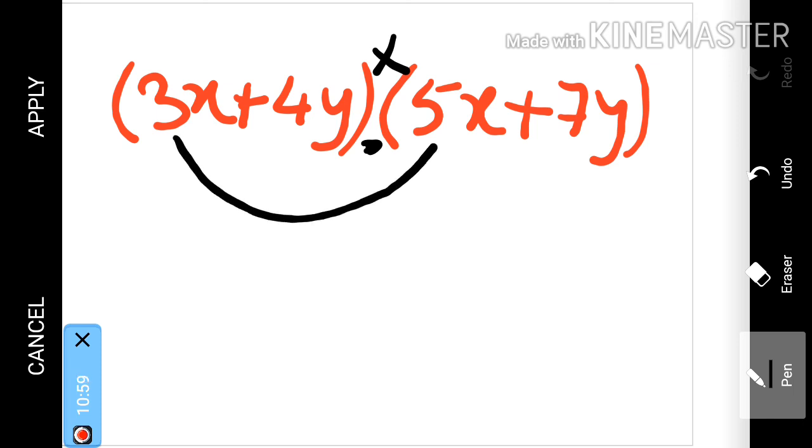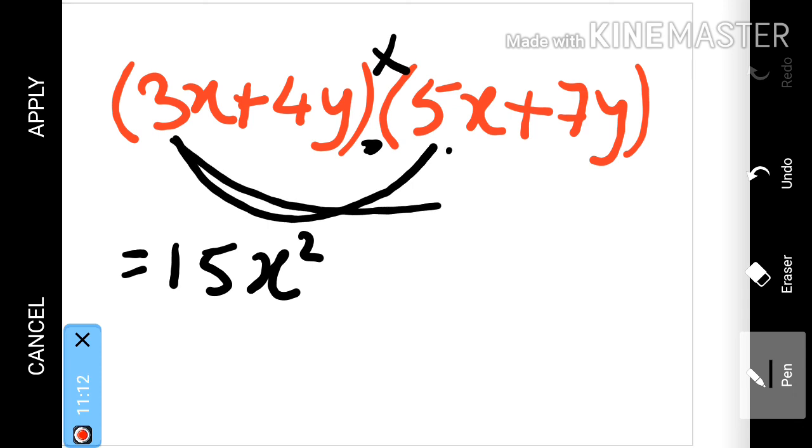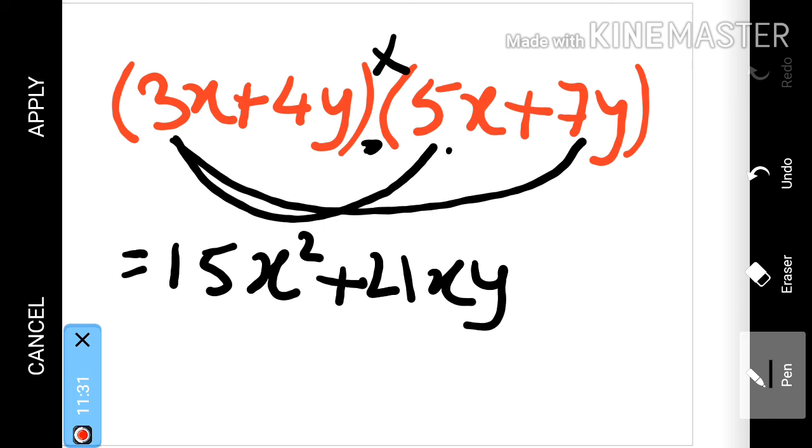3 into 5, 3 5s are 15. X into x is x square. This 3 is multiplying with 5x. It is also multiplying with 7y. So I put a plus sign in between because there's a plus sign everywhere. Plus 3 7s are 21. X into y becomes xy. So 3x has multiplied both the terms of the other binomial.